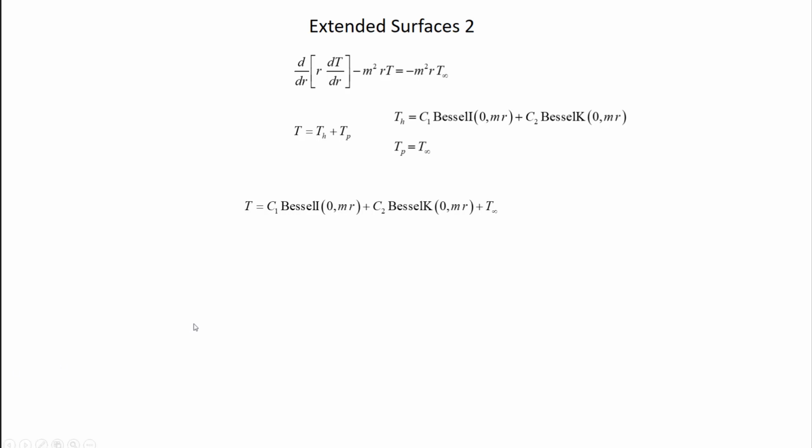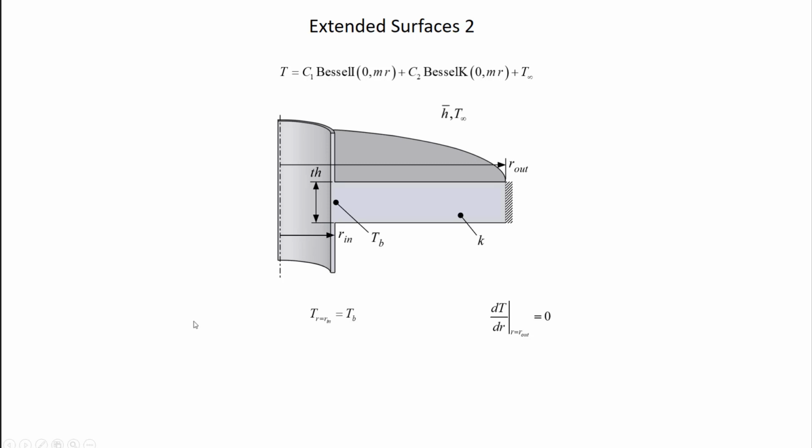Okay, so for this particular problem, the boundary conditions are that we know the temperature here at the base of the fin, so at R equals Rn, and that the tip of the fin out here at R equals R out is adiabatic, right? We can have different boundary conditions, but this is what we'll do for this problem.